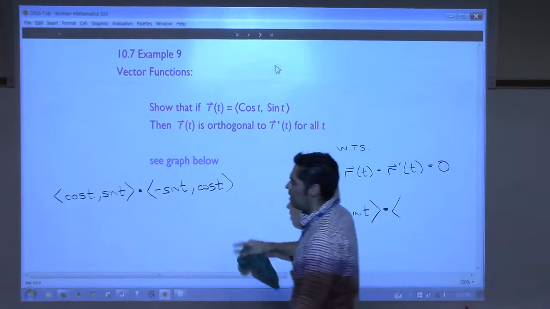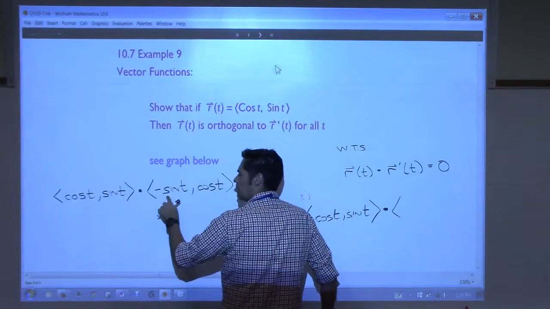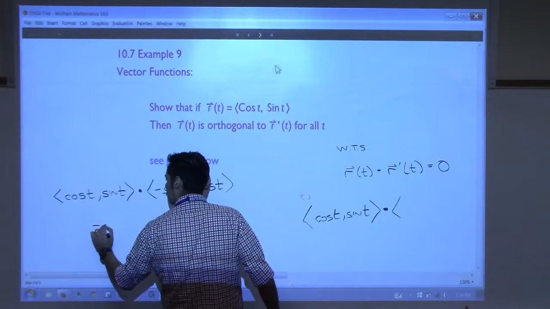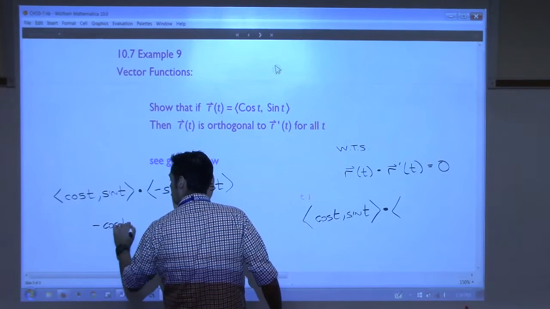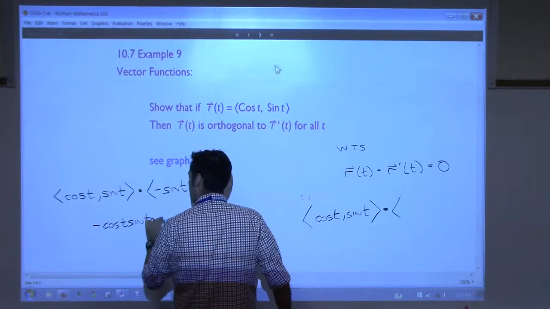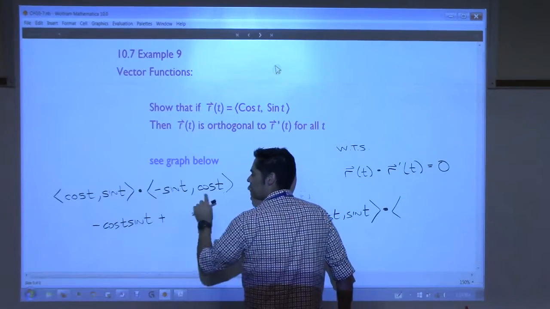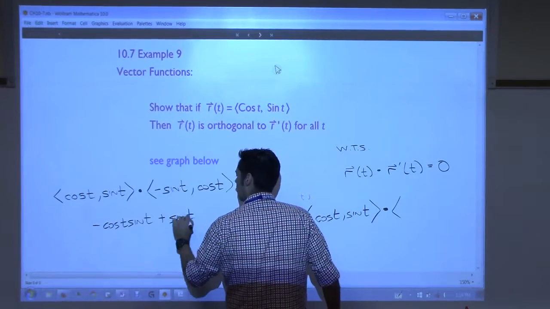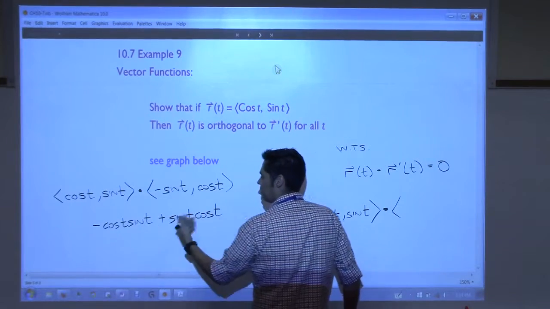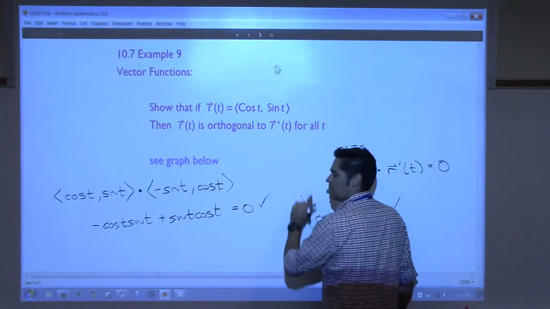So what do you get when you dot this? Cosine t times negative sine t, which is negative cosine t sine t, plus, now we do this times this, sine t times cosine t. And that is 0. Check. They cancel out, right?